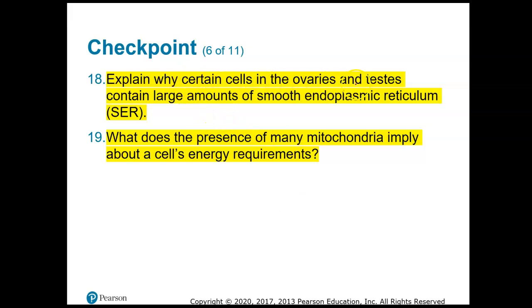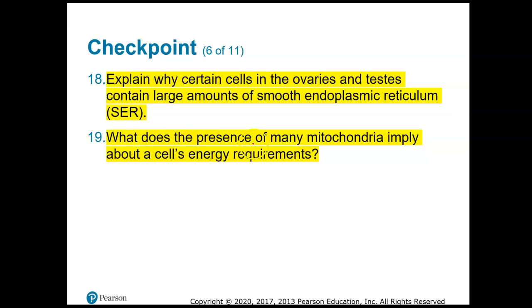Why do certain cells in the ovaries and testes have large amounts of smooth ER? Well, that's because the ovaries produce estrogen and the testes produce testosterone, and those are both steroid hormones, which are lipids, and the smooth ER functions in producing lipids.